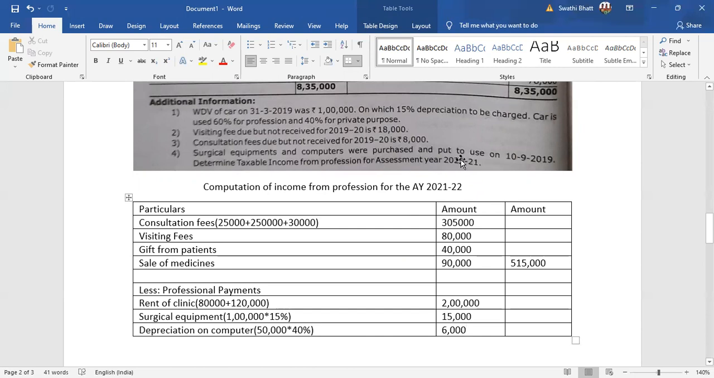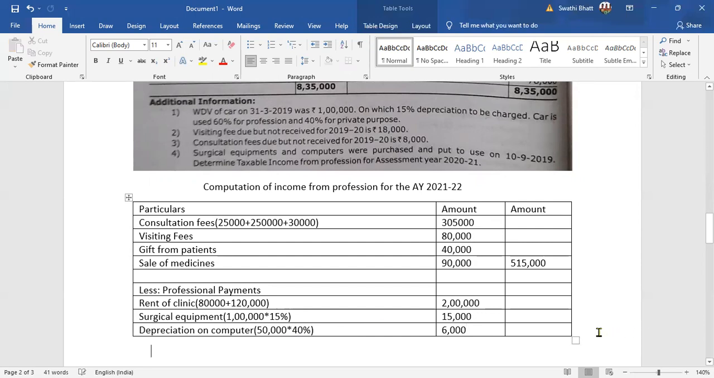You can look at point number 4. They have been put to use on 10/9/2019. So from September 10th till 31st of March, you calculate the number of days. It will be greater than 180 days. So you can calculate depreciation on the complete percentage, which is 40.